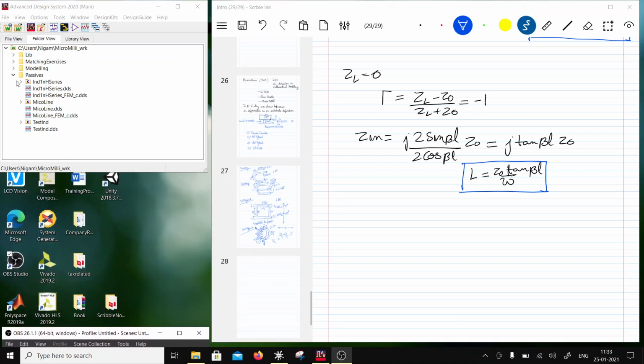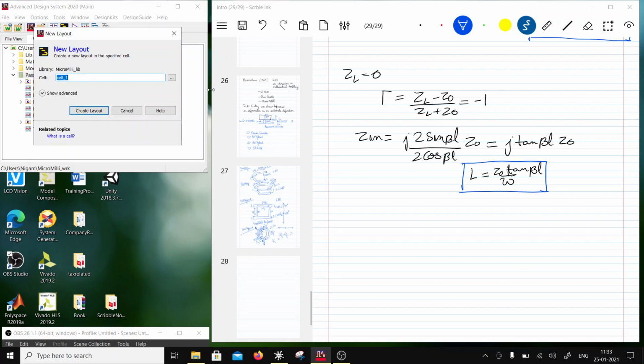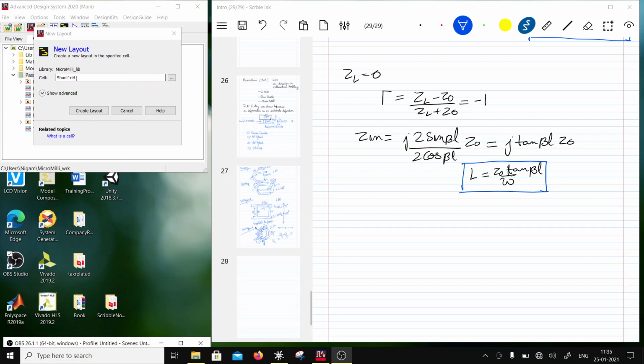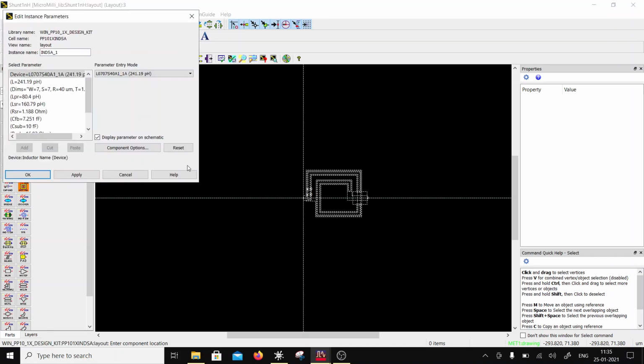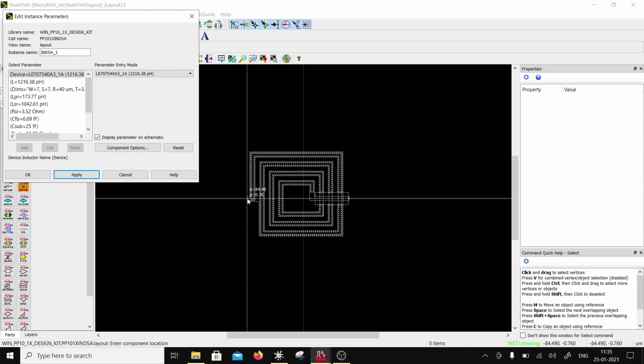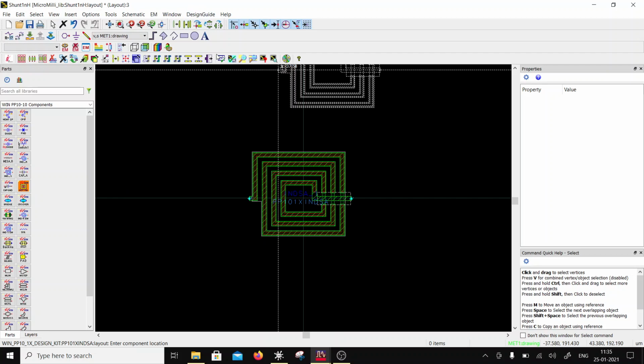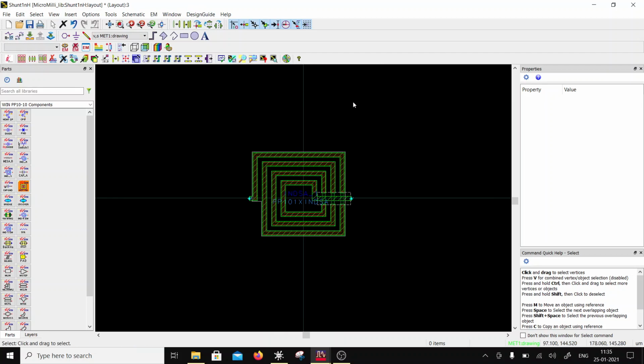I am going to go here and make a new layout, and I will call this shunt 1 nano Henry. Now we have a layout where I'm going to put the same inductor which I had done earlier, the one which is 1.2, and say apply. Now I'm going to do a single port simulation and look at the shunt element.